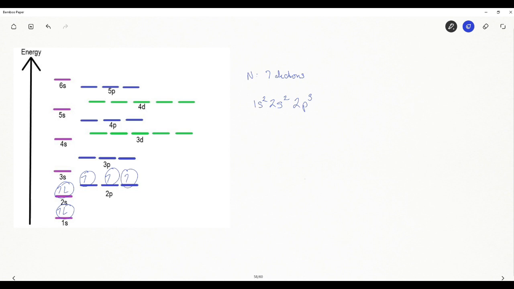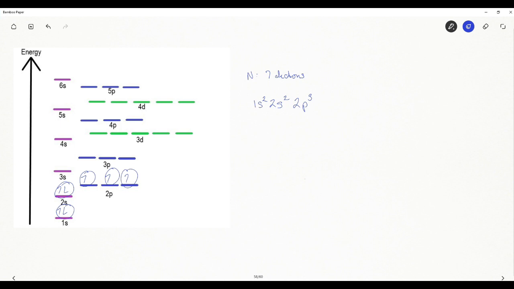Now you can automatically see one of the disadvantages to writing the electron configuration this way is it doesn't show you graphically that those are unpaired electrons because we have condensed everything down. And while this is a simpler form, we have lost a little bit of information.